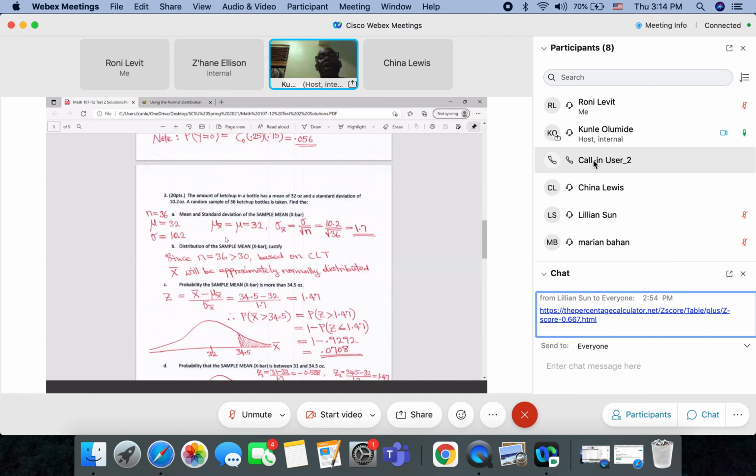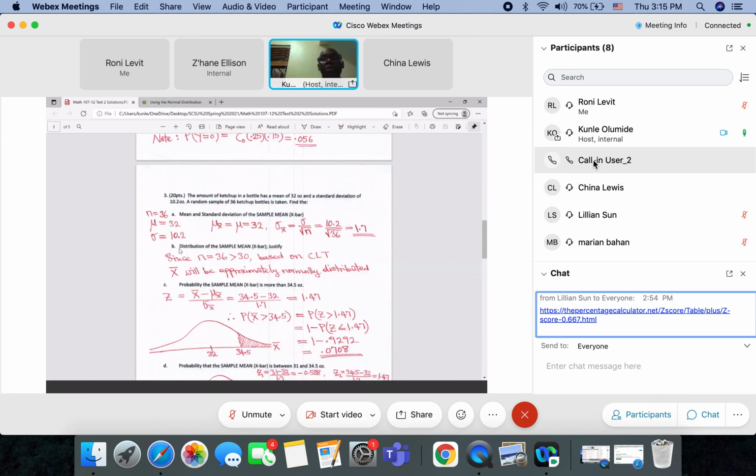So mu of x bar equals mu, which is 32. Sigma of x bar equals sigma over square root of n, which is 10.2 over square root of 36, and that equals 1.7, right? So that is A. And B is the distribution of the sample mean. What is the distribution of the sample mean?